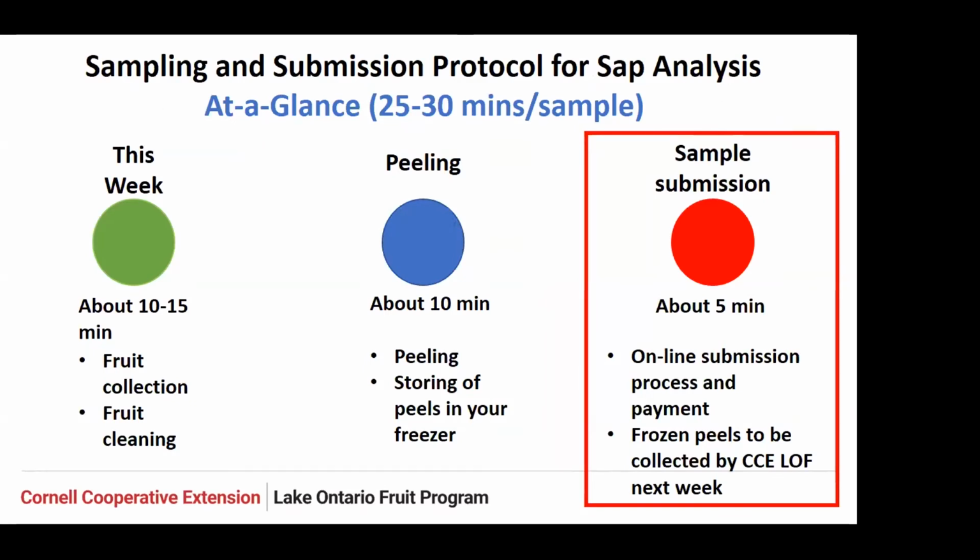Then the sample submission. We're gonna have an online submission process and a payment method that we should have done by early this week, because those frozen peels are gonna be collected by us next week. Like I told you at the beginning, we're gonna be collecting next Monday the 20th, Tuesday, Wednesday morning, and on Wednesday afternoon we should be in Ithaca with everything to start squeezing the peels and running the ICP on Thursday, Friday, Saturday, until we get all the analysis done by the end of July. So that is an overview of this process.